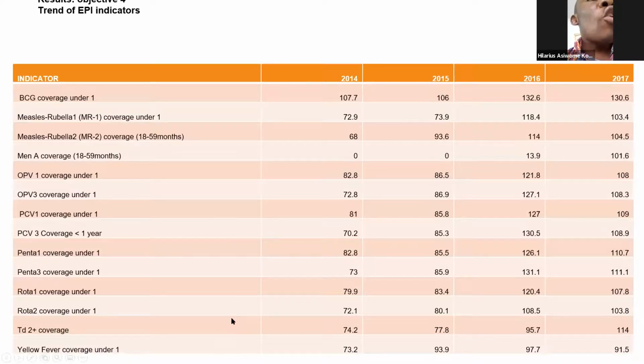Now, generally, if you look at all the various antigens from BCG to Penta 3, Rota, TD2, the coverages have increased consistently over the period, to over 100%. Next slide.